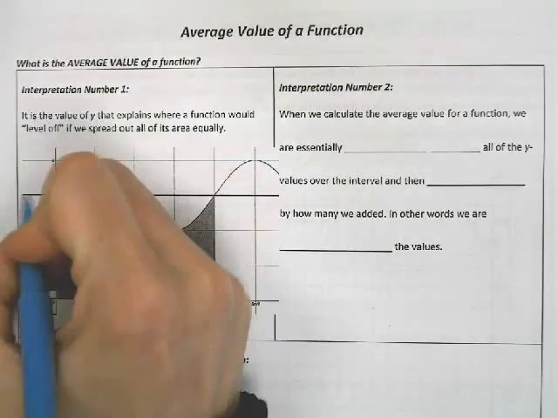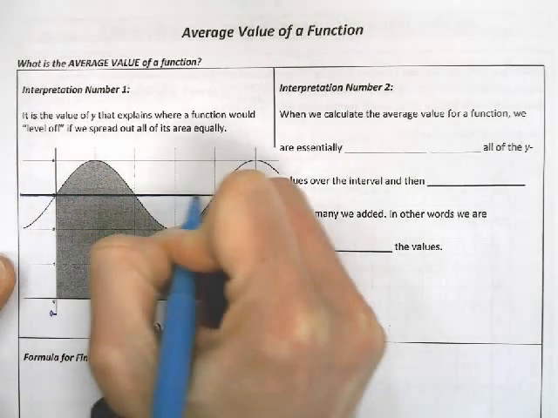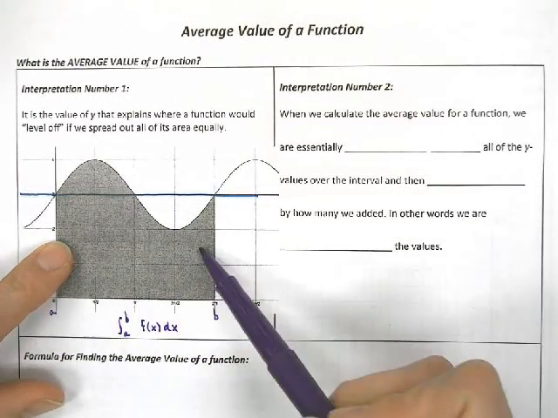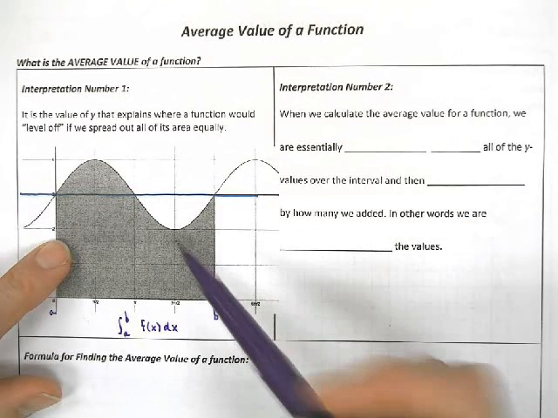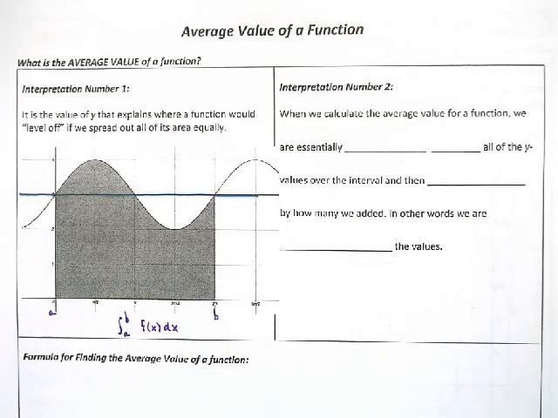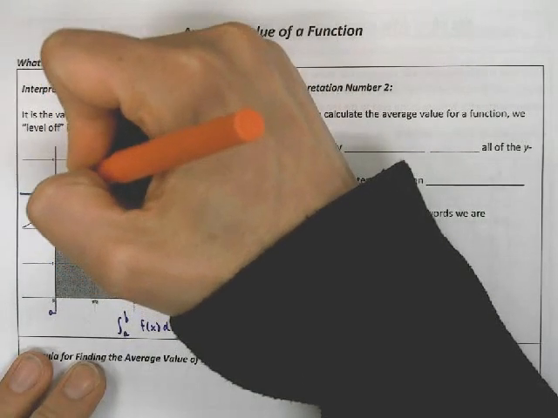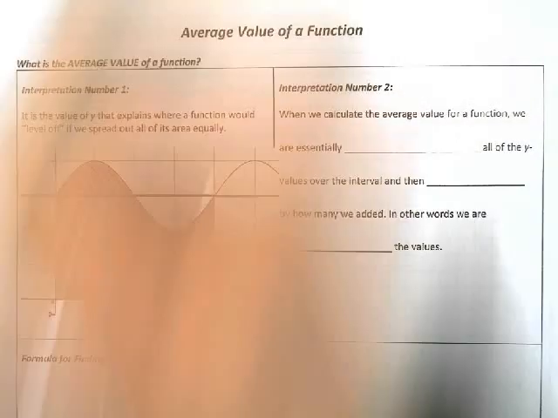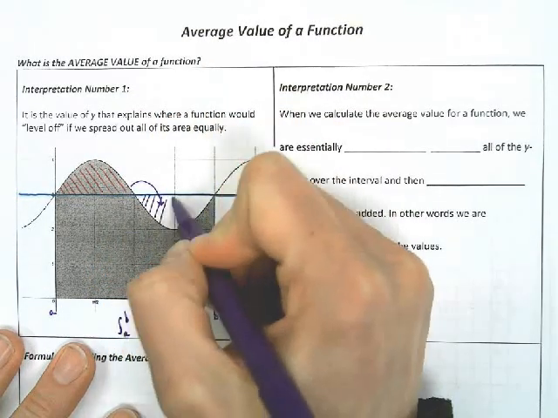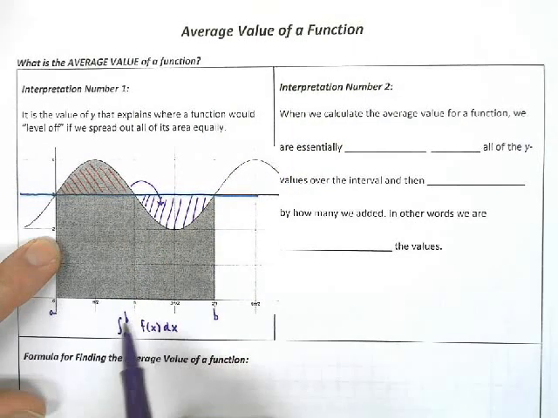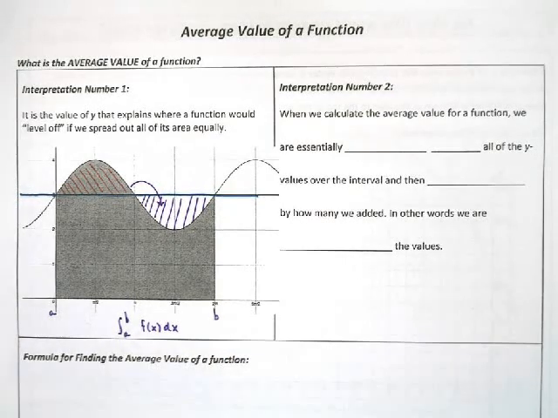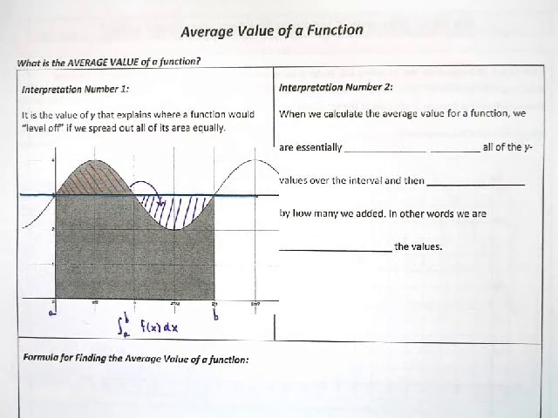Now, this line here that represents my average value says that if I were to take the gray area and level it off, this would be the point where, if I spread out that area evenly, it would match this line. In other words, all of this area above would fit into this negative space down below. So if I could spread out that area evenly, it would level off at this line here. That's how we think about it from a graphical perspective.